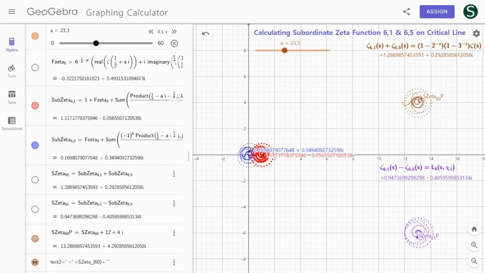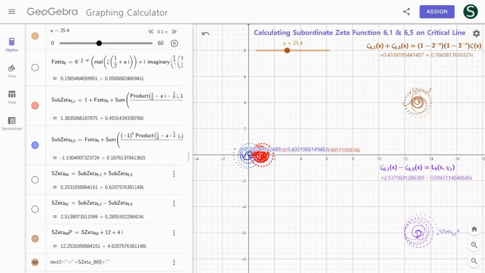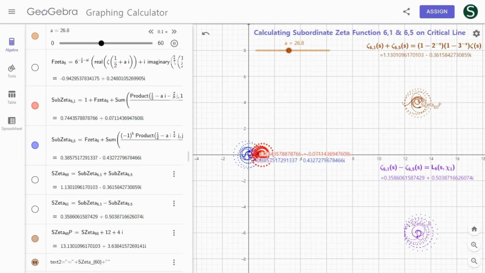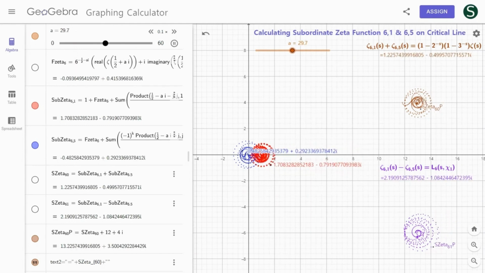When calculating the subordinate zeta functions 6,1 and 6,5 up to 100 terms of the zeta function, they are identical to the 13th decimal place of the Hurwitz zeta function, 1/6 and 5/6, at s equals 1/2, and they show an error of more than 8 decimal places even when the imaginary part a increases.